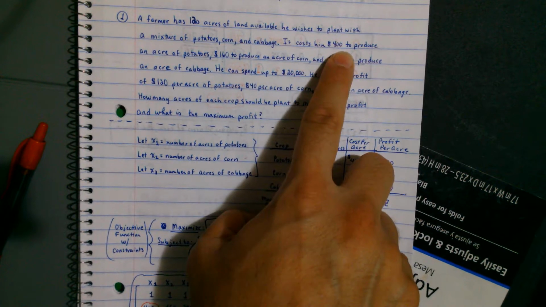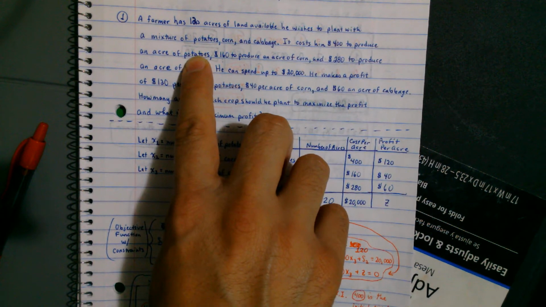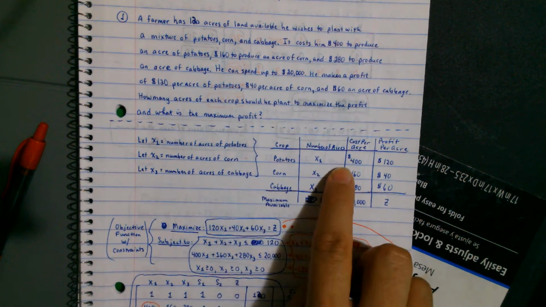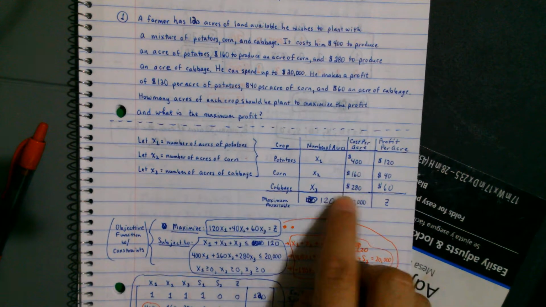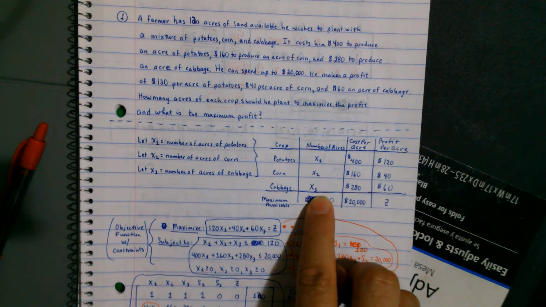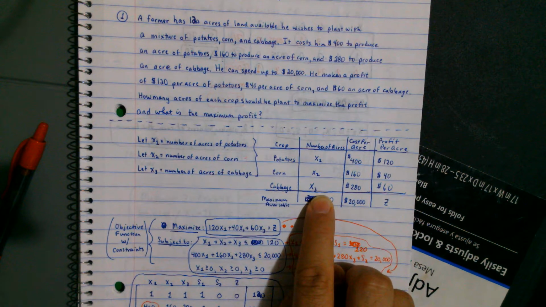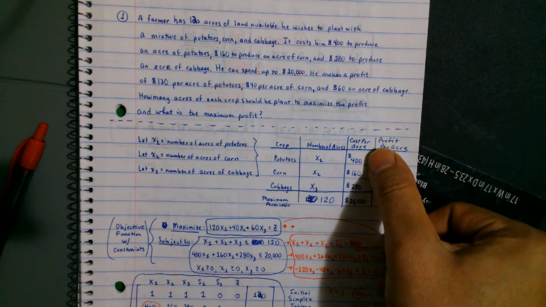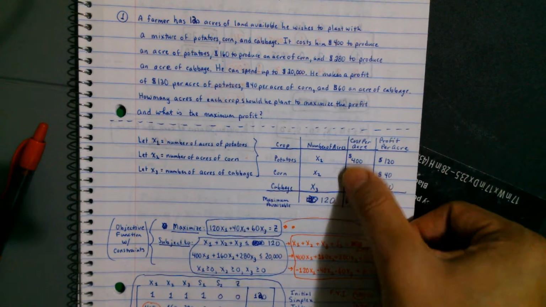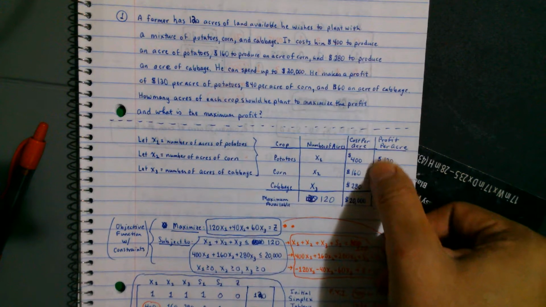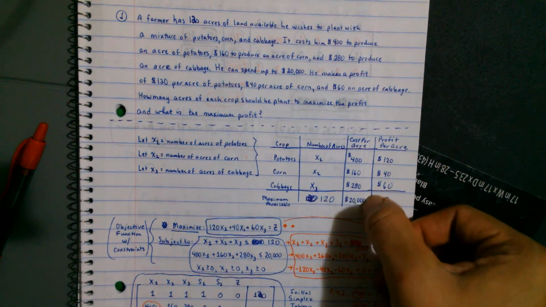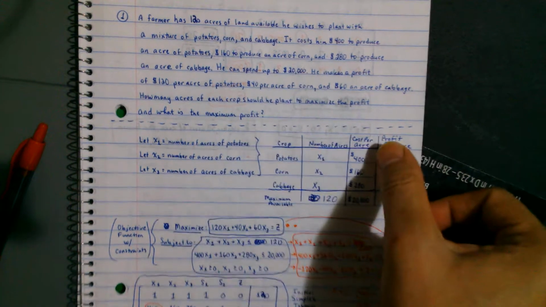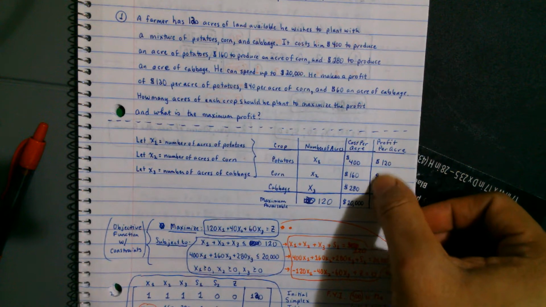it costs him $400 for an acre of potato, $160 for an acre of corn, and $280 to produce an acre of cabbage. So this is how much it costs for each acre of these things. Okay? So the restriction is the total number of acres that he has available, and the constraint is how many acres available, and how much it's going to cost, how much money he has to play with. So he can spend up to 20,000. So the total cost is 20,000.